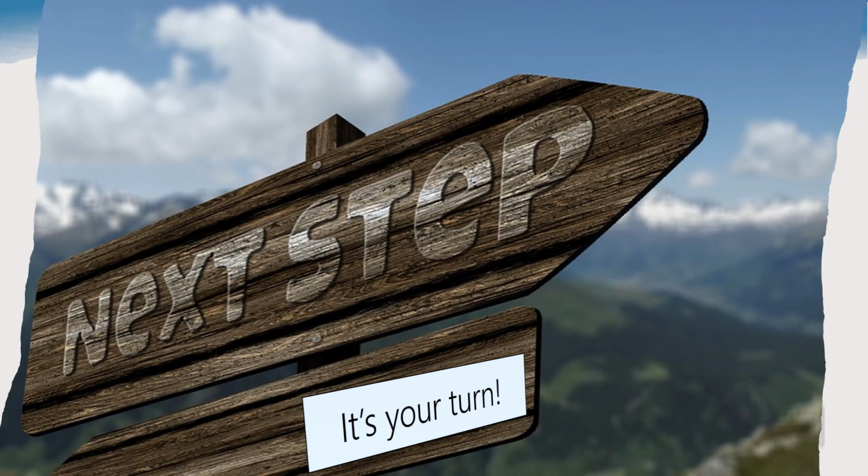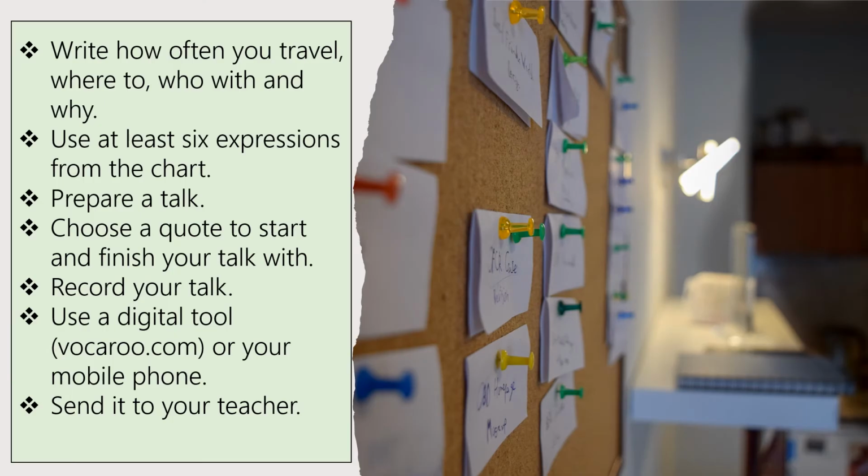It's your turn now. Your task is to write how often you travel, where to, who with, and why. Use at least 6 expressions from the chart. Prepare a talk. Choose a quote to start and finish your talk with. Record your talk. Use a digital tool, Vocaroo, or your mobile phone. Finally, send it to your teacher.